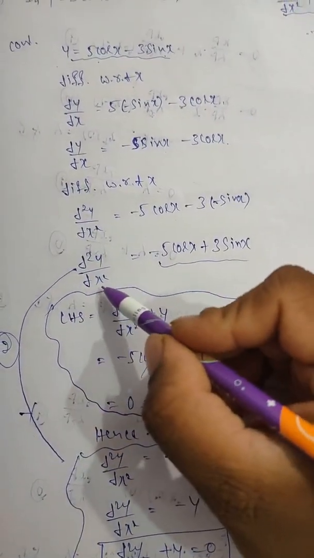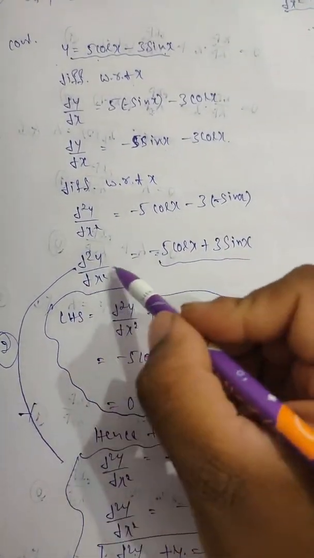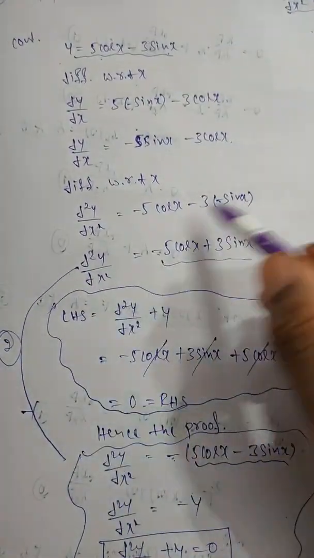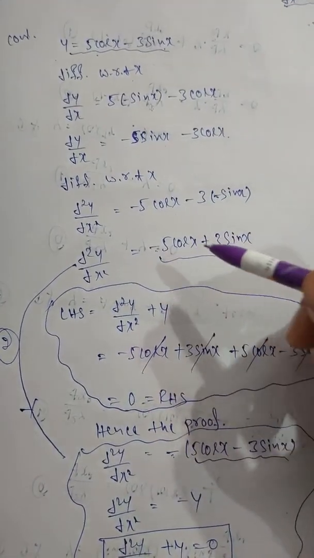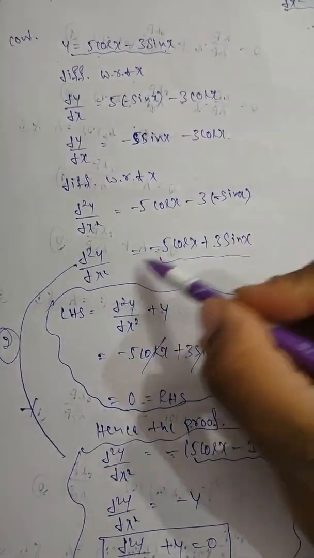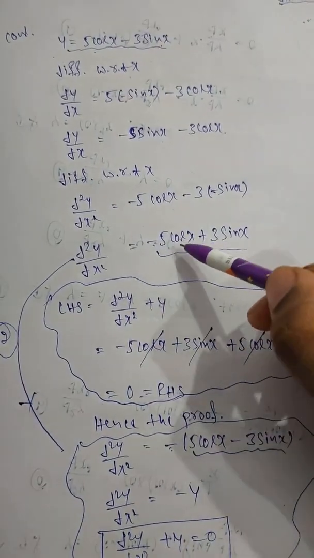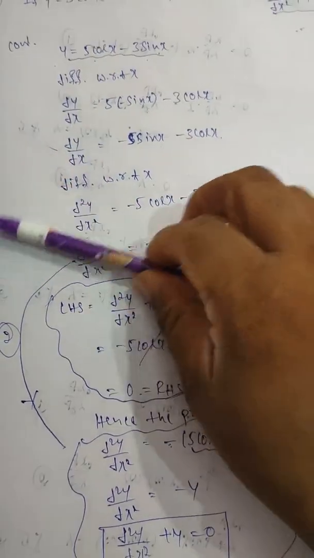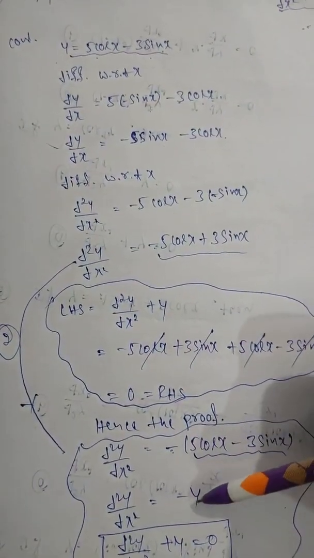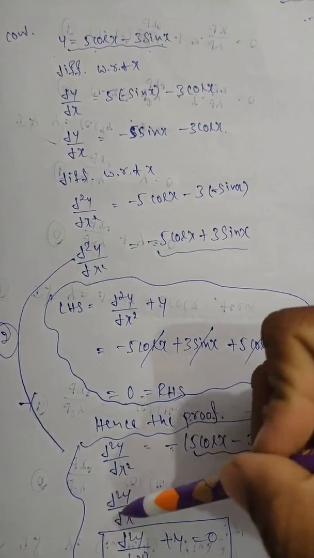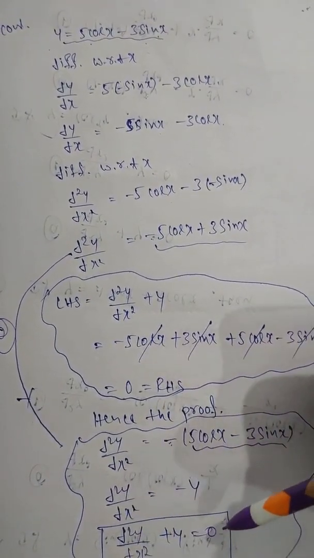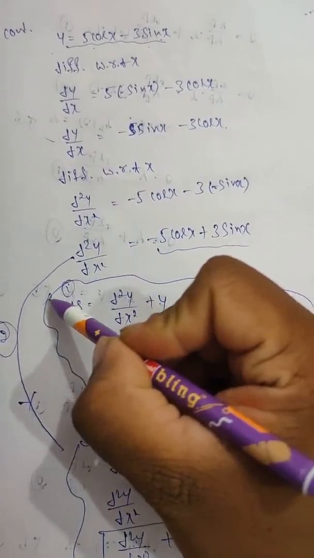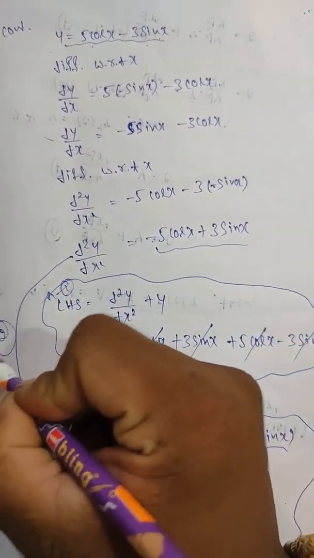Now the differentiation part is complete. d square y by dx square is equal to minus 5 cos x plus 3 sin x. From this step, you take the minus as common, and it becomes 5 cos x minus 3 sin x. What is 5 cos x minus 3 sin x? It is y. So we substitute it as y. If the minus y comes to the left hand side, it becomes d square y by dx square plus y is equal to 0. You can go through method 1 or method 2.